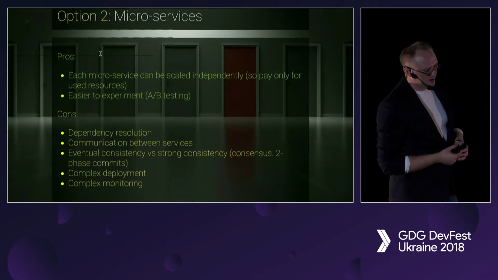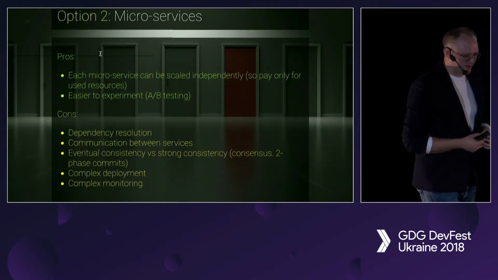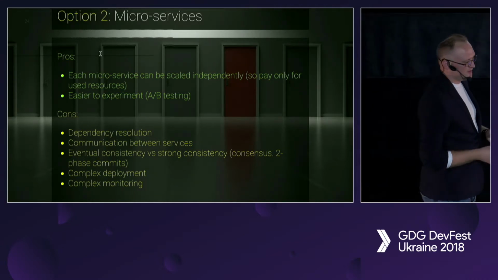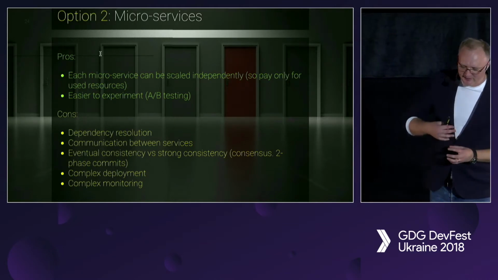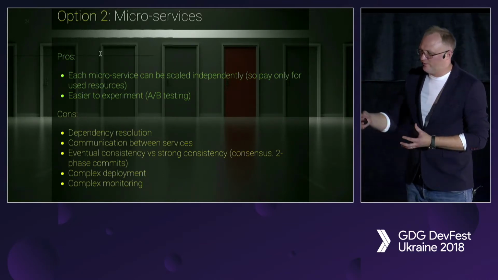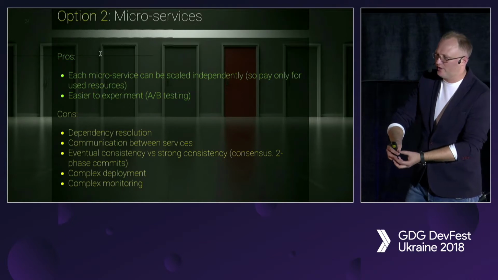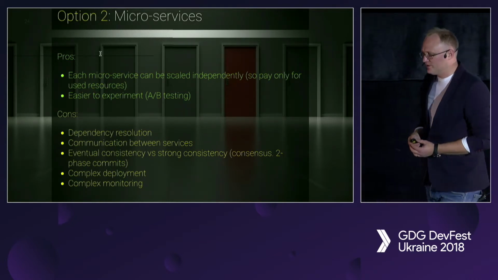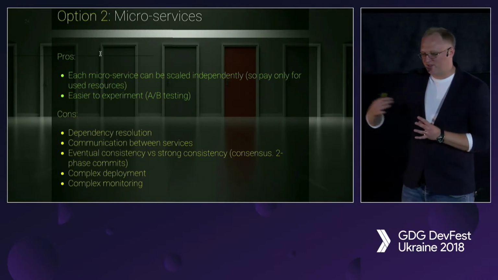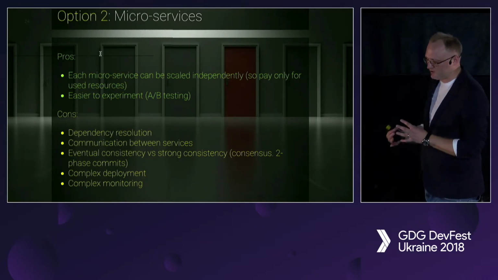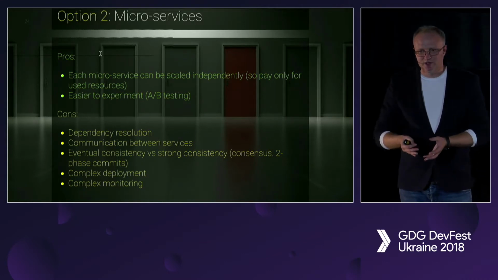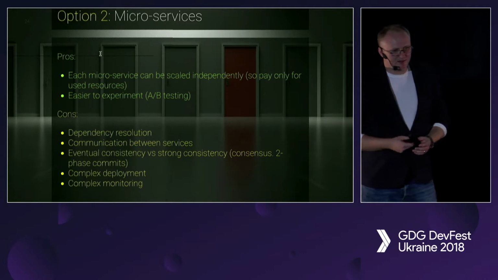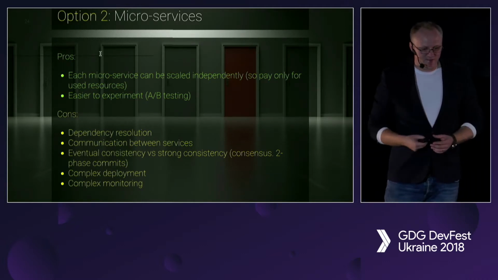With this option, we have, of course, very good pros: we can scale independently. We can do A/B testing. We can have different versions of one functionality working with the same version of another part of the system, and you can experiment and have, for example, 20% of users using the new approach and 80% still on the previous one, and get some statistics and feedback from users.